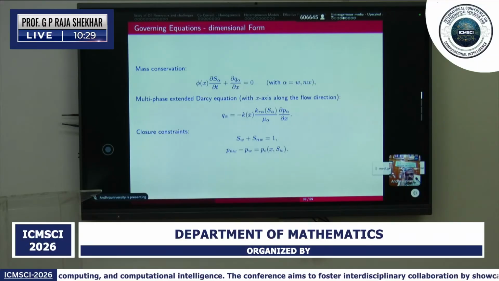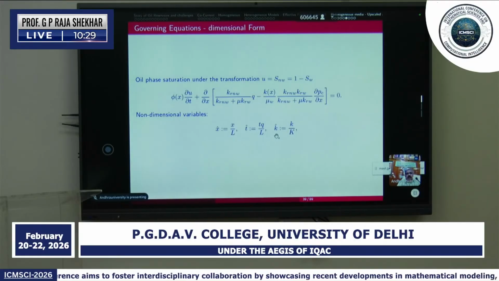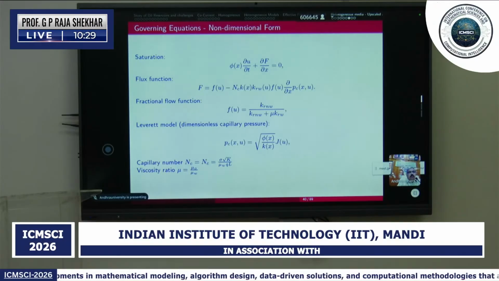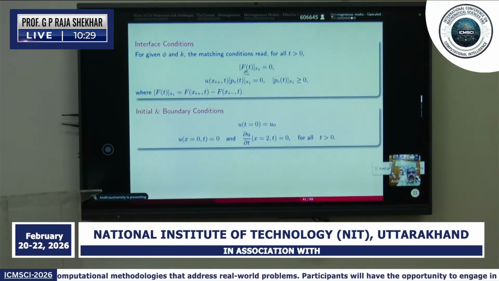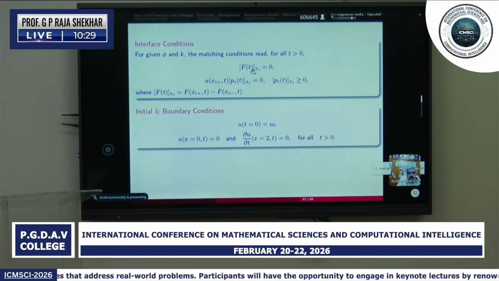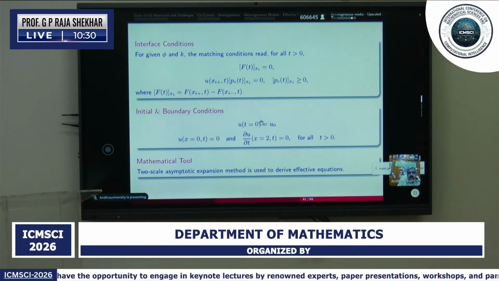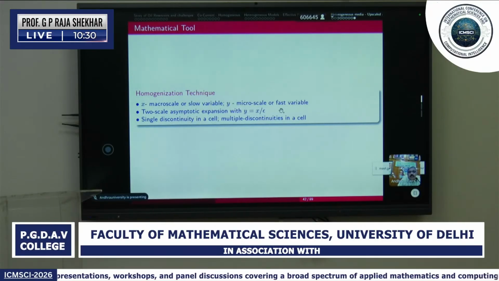So these are 1D equations again. Then you introduce the scaling that I mentioned. Then you try to get the upscaled equations. This is called the asymptotic way of homogenization. At each block, there is dynamics happening. At each block, flux is continuous, but the pressure has a jump. With that, we introduce this two-scale model: X is the macro scale or slow variable, Y is the micro scale, fast variable.